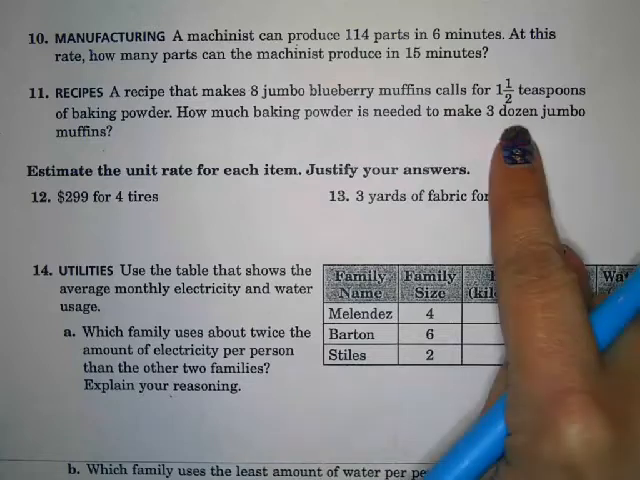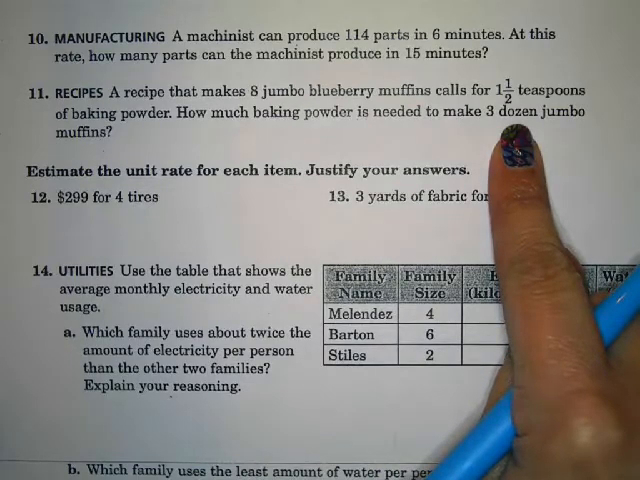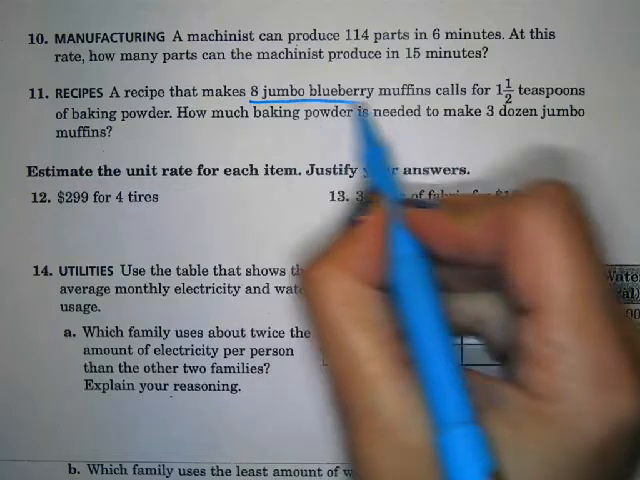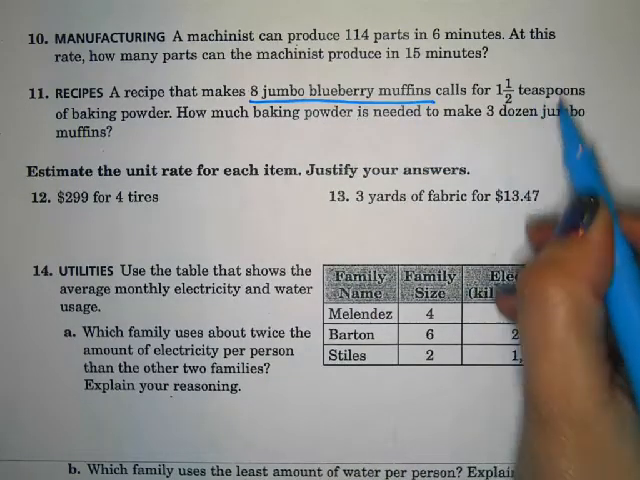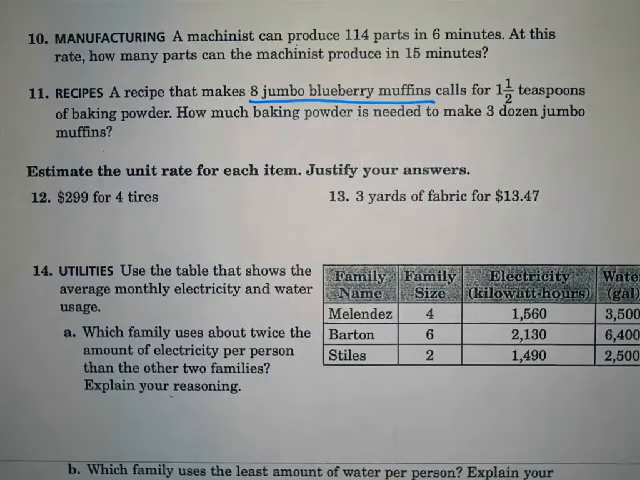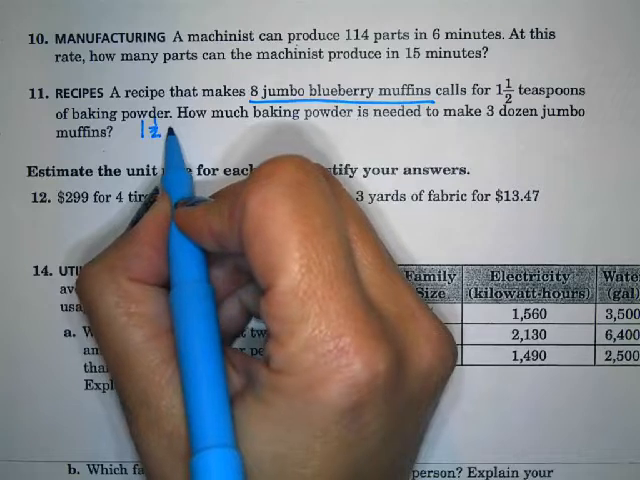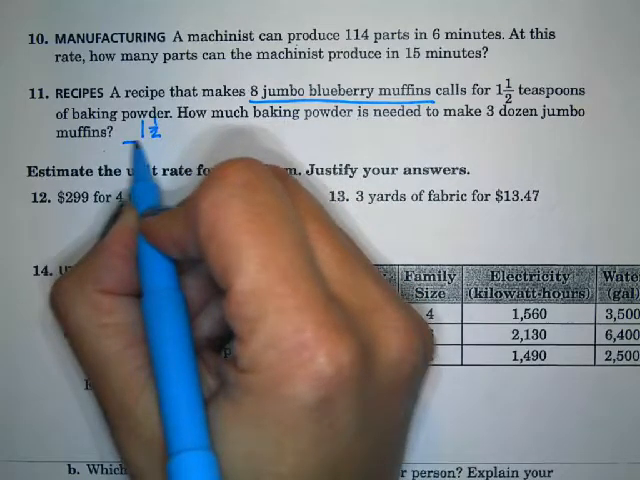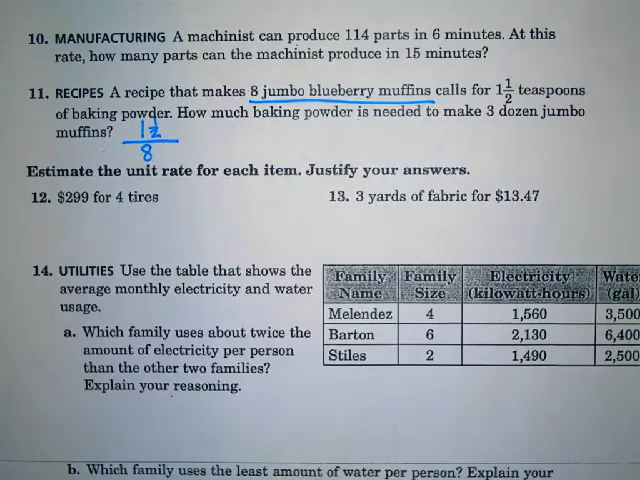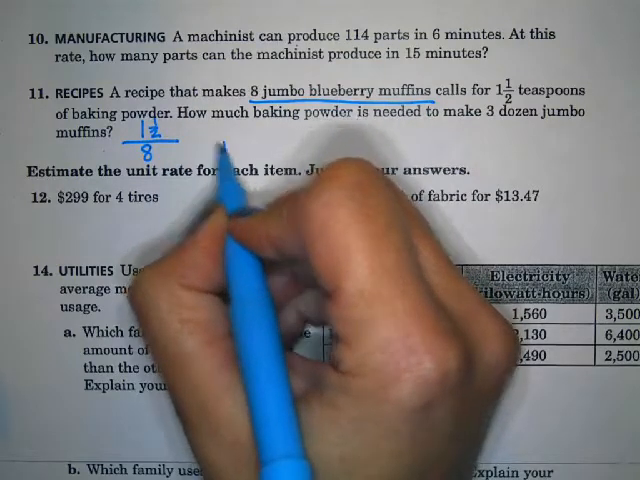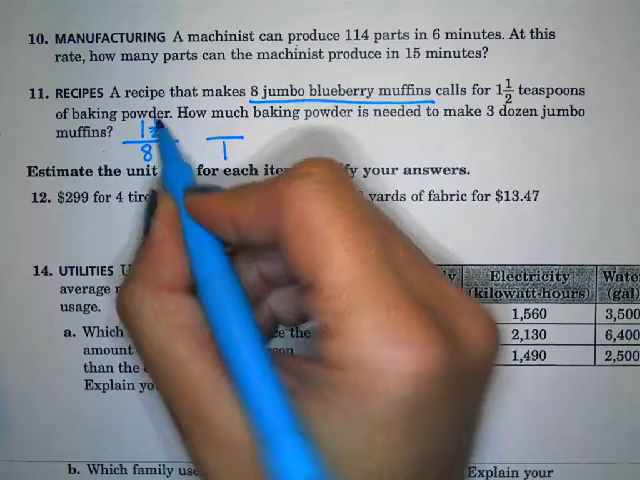So there's a couple things that we're going to have to do first. We need to find out our unit rate, how much one muffin uses of baking powder. So that's our first step. All right, so we know that our unit rate, we have 1.5 teaspoons of baking powder in 8 muffins. And that's what we know so far. Now we need to know how much in one muffin. Okay, how much in one muffin? So in one muffin, we want to know how many or how much baking powder we need.